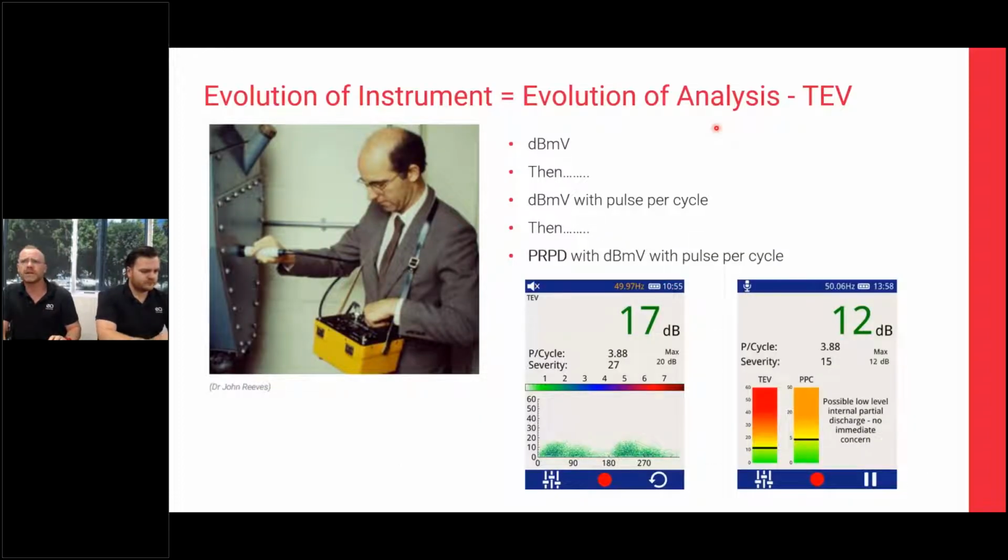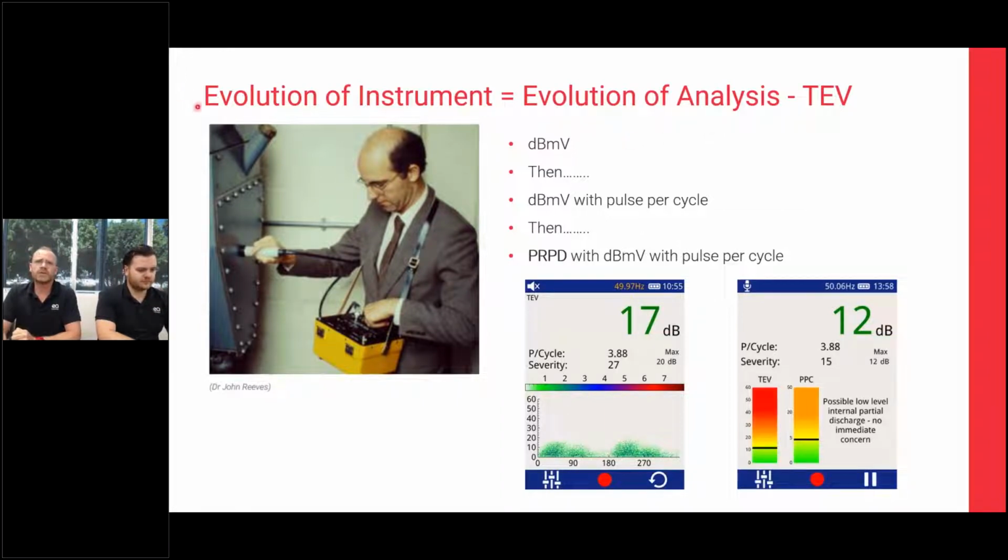Now, why is a phase resolved partial discharge pattern so important? The reason it's so important is because we put so much weight into our analysis of what's actually going on out in the real world while we're PD testing.